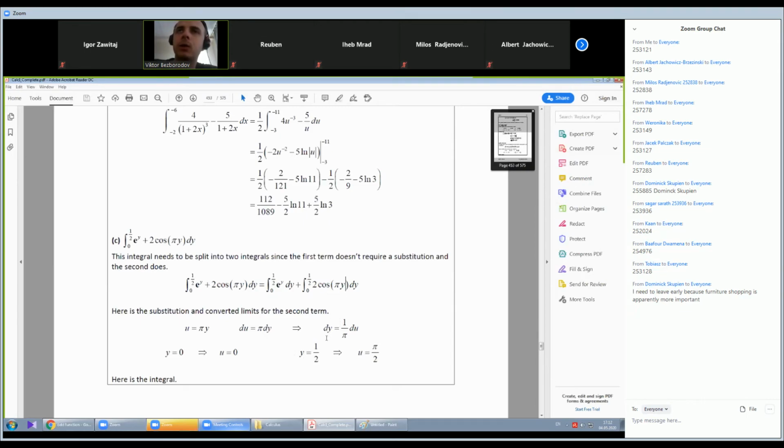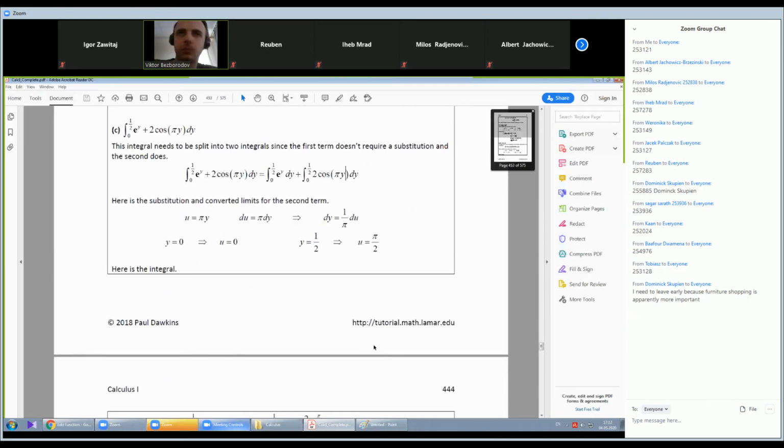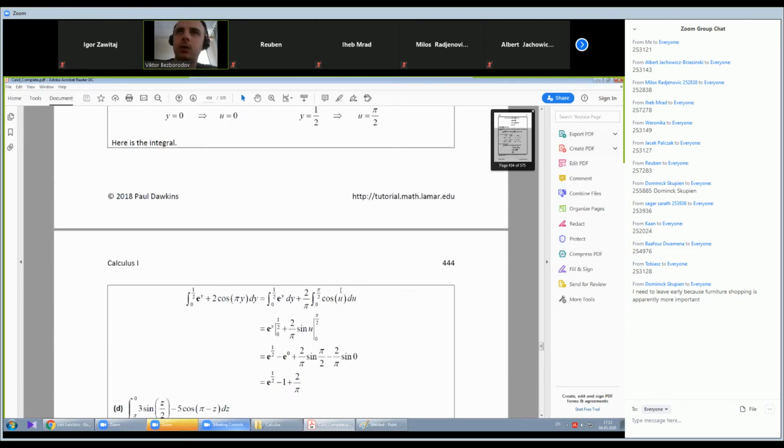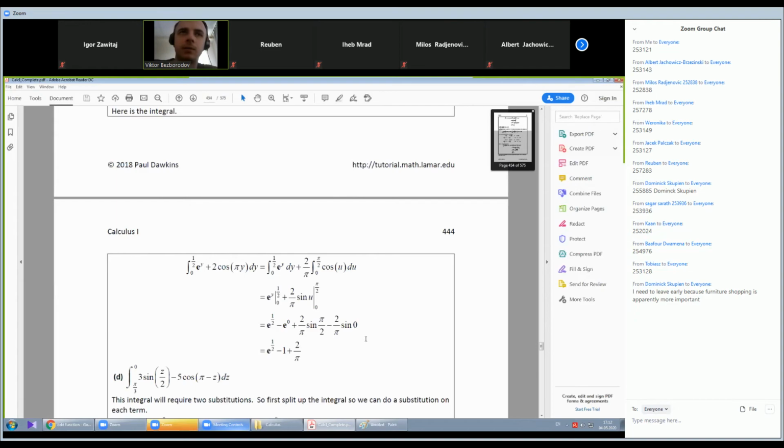Okay, and when you do substitution, once again, you recompute the integration limits, right? So 0 and 1/2 here, and here it is going to be 0 and pi over 2. And then you just compute the integral and it's fine.